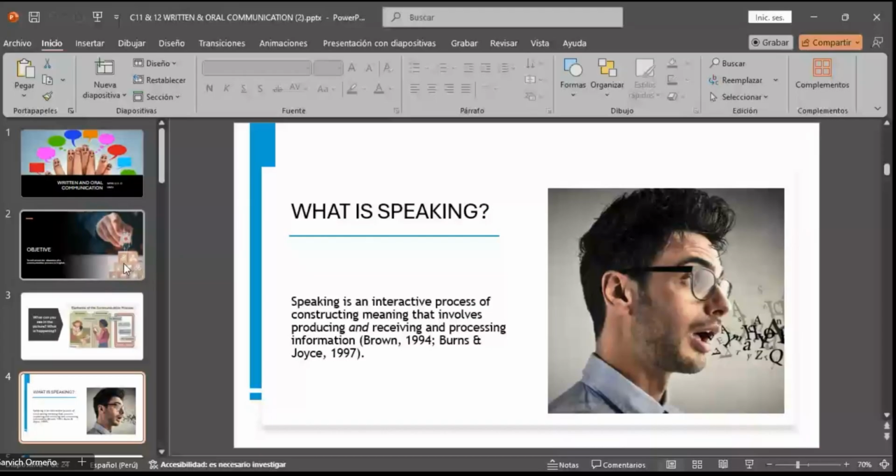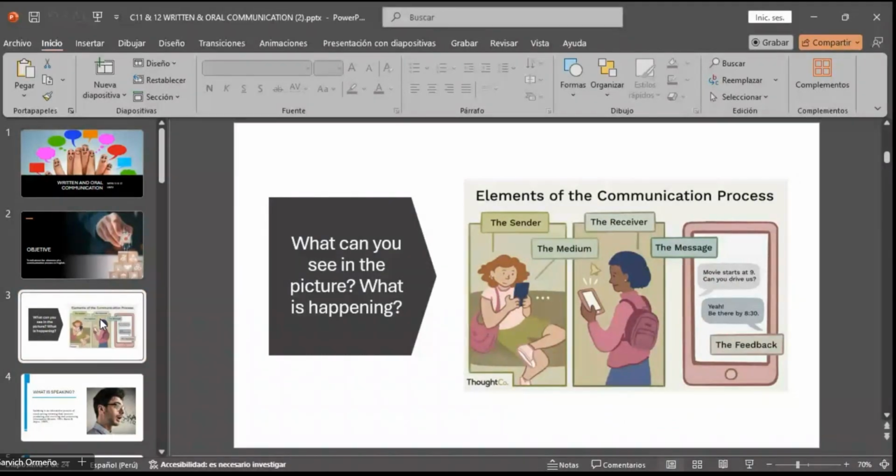So how important is it to receive that information? Look at this. If you didn't get it, like in the previous one, the message is not going to take place. As simple as that, even if you tried.